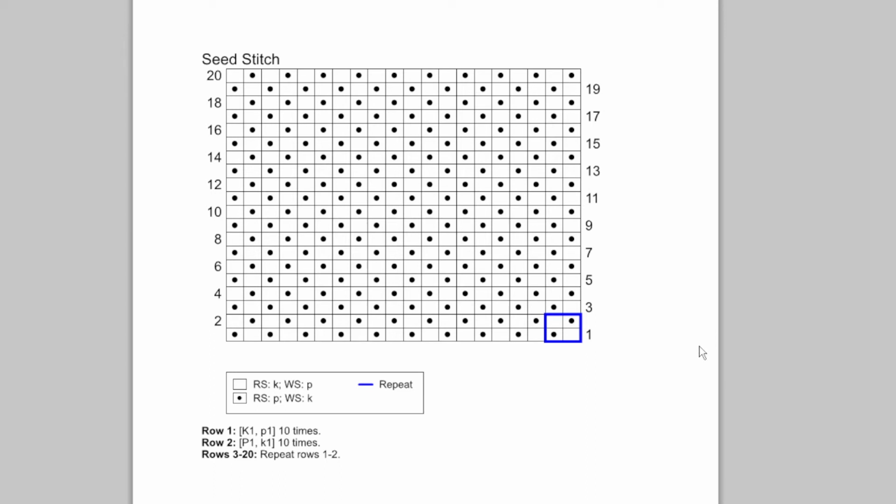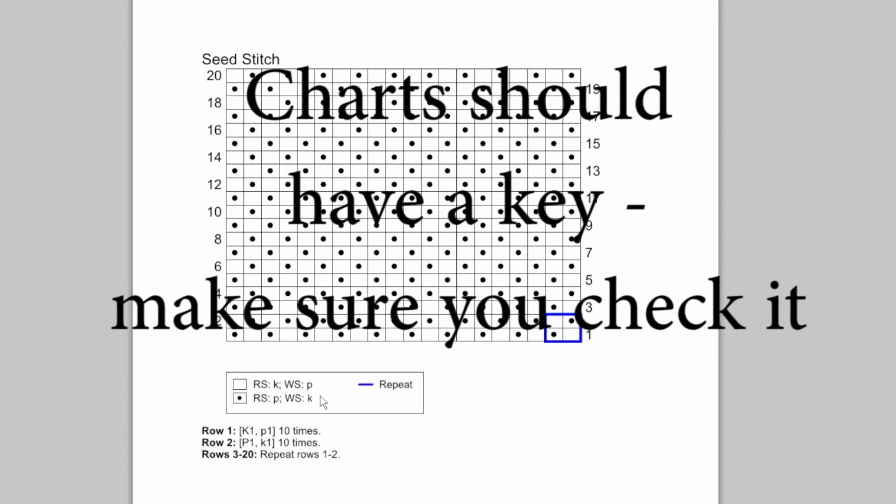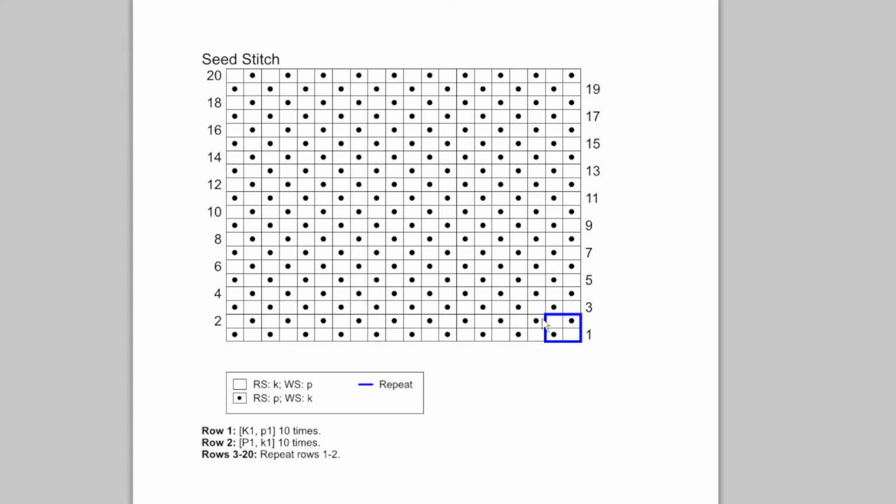Sometimes the symbols for purl can be a dash or some other symbols. Make sure you check the key to determine what each symbol means. Lines like these blue lines here are often used to indicate the stitch multiple and the row repeat. So for instance, this seed stitch, the chart does not need to be this large. The chart can just be this block of 2 stitches by 2 rows.